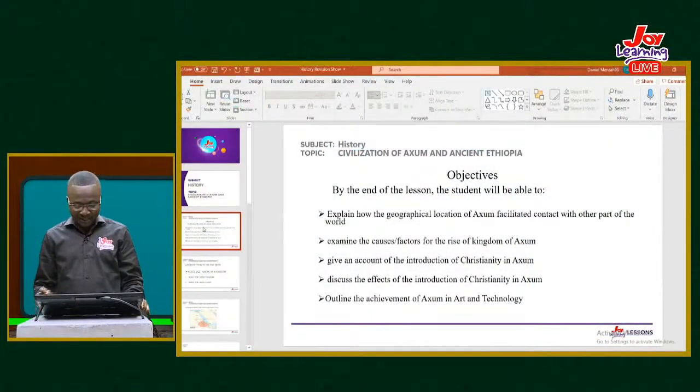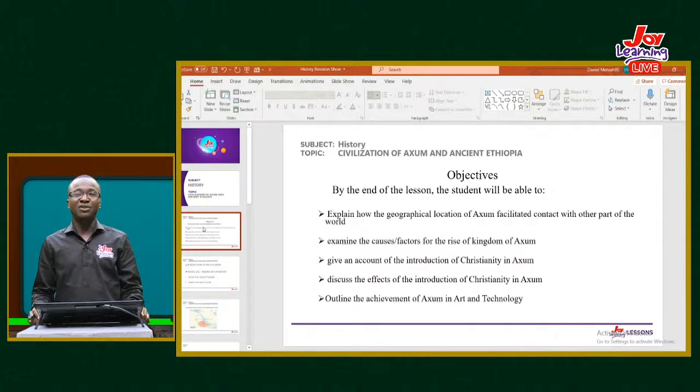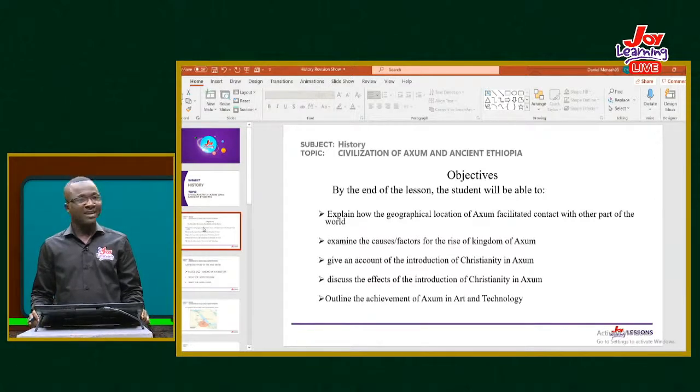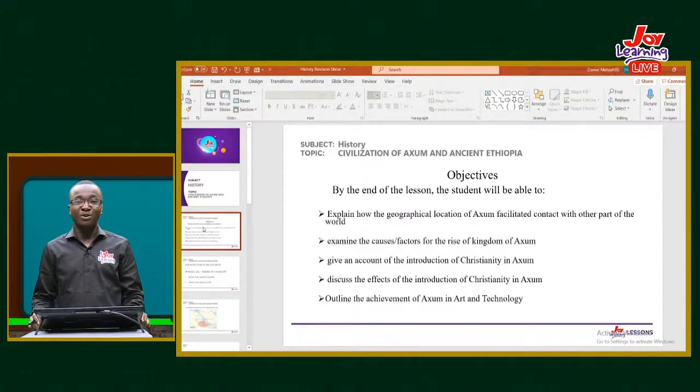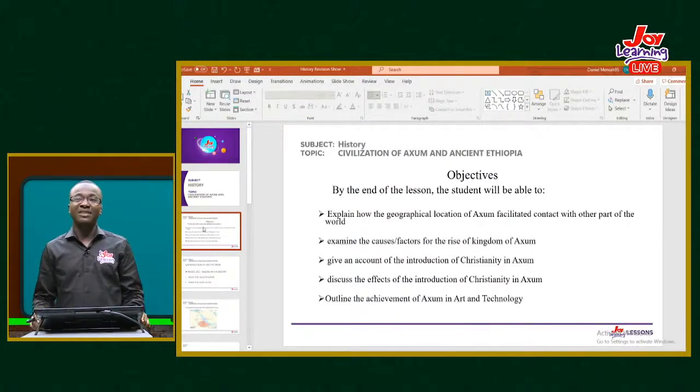Again, before the lesson ends, you would be able to give an account of how Christianity was introduced to Axum. It's an interesting story. And then we would also go ahead to look at the effect that the introduction of Christianity had on Axum. That's after Christianity has been introduced to Axum, what impact did Christianity have on the kingdom of Axum and its people?